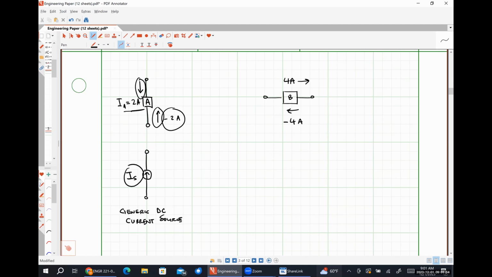So this IS here is a variable, but let's call it 5 amps. That means there's 5 amps flowing up. So whatever IS happens to be, that amount of current is being driven up because the arrow tells us the direction of the current. So if I had a generic current source with the direction down, it means that whatever current it's supplying is going down. It would be negative if we consider up to be positive.